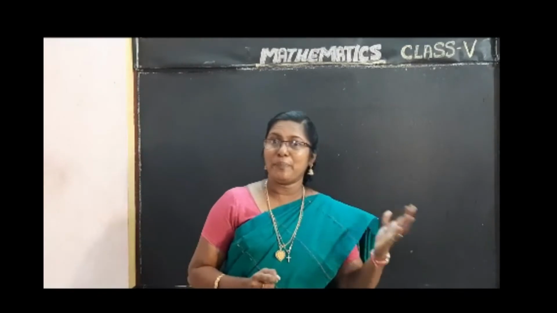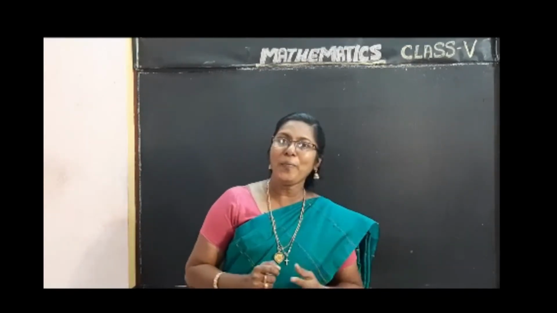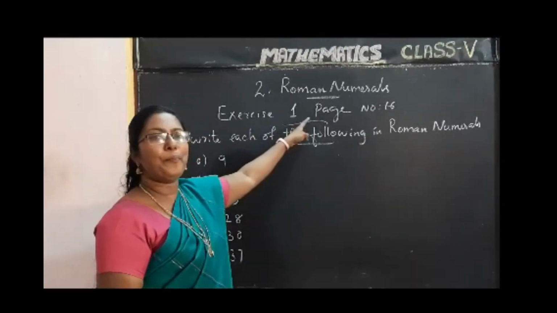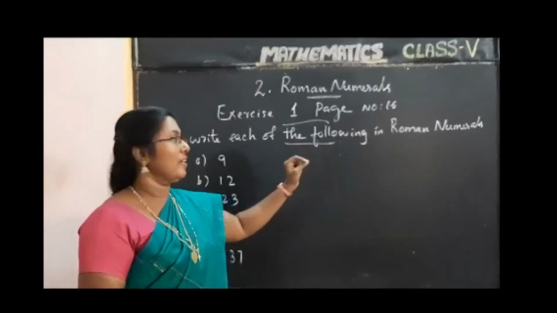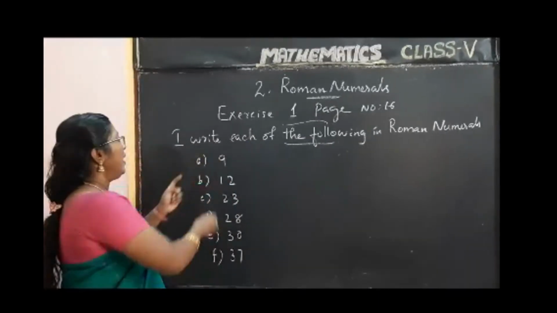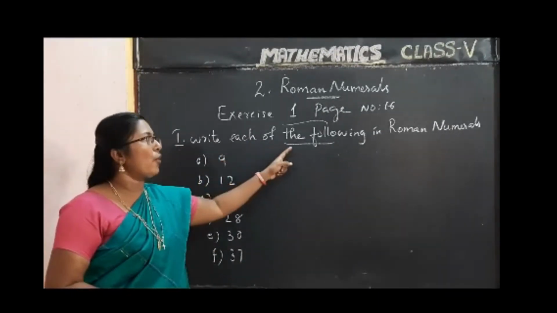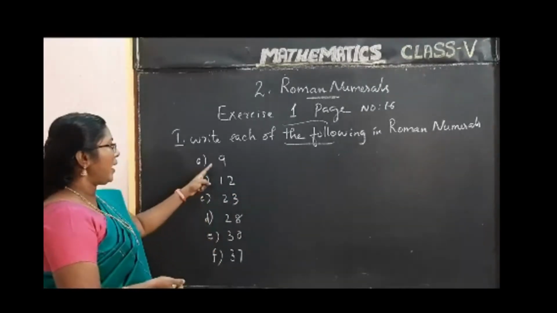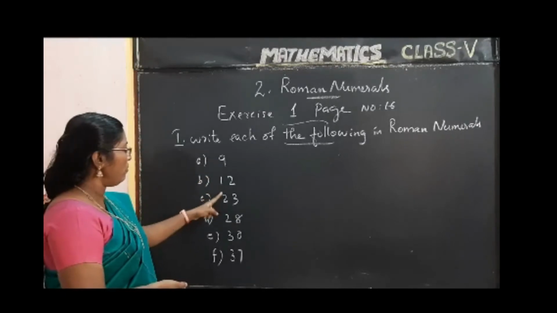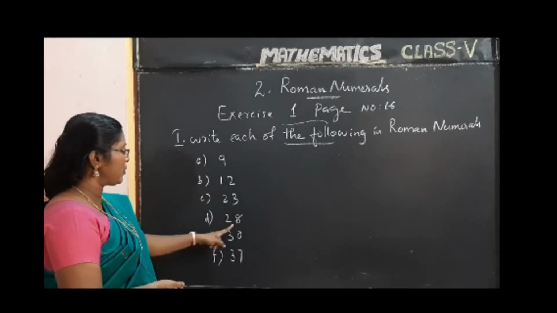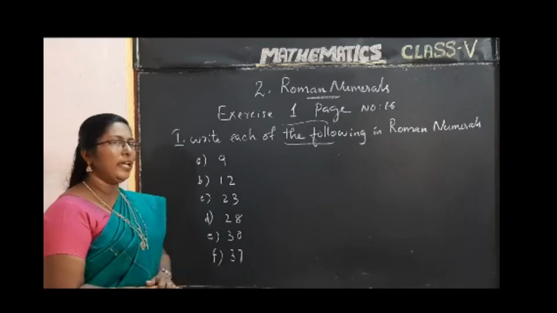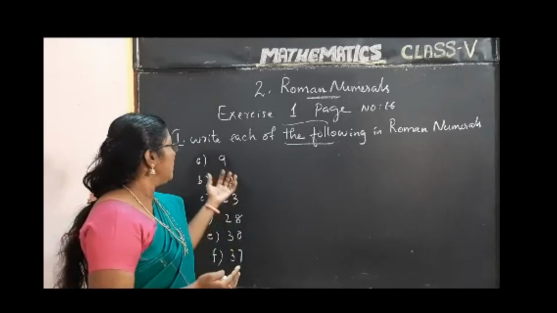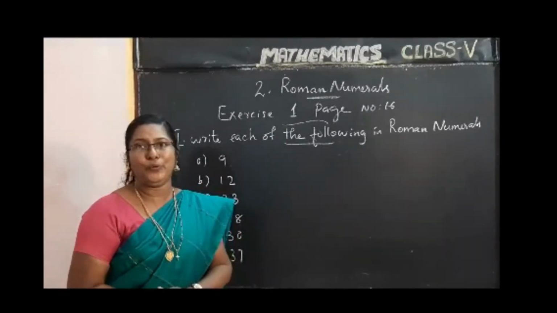Section. In the previous section, we discussed Roman numerals. Here, exercise 1, page number 16. The first one, write each of the following in Roman numerals. Our questions are A. 9, B. 12, C. 23, D. 28, E. 30, F. 37. Okay, our aim is to convert these numbers into Roman numerals.